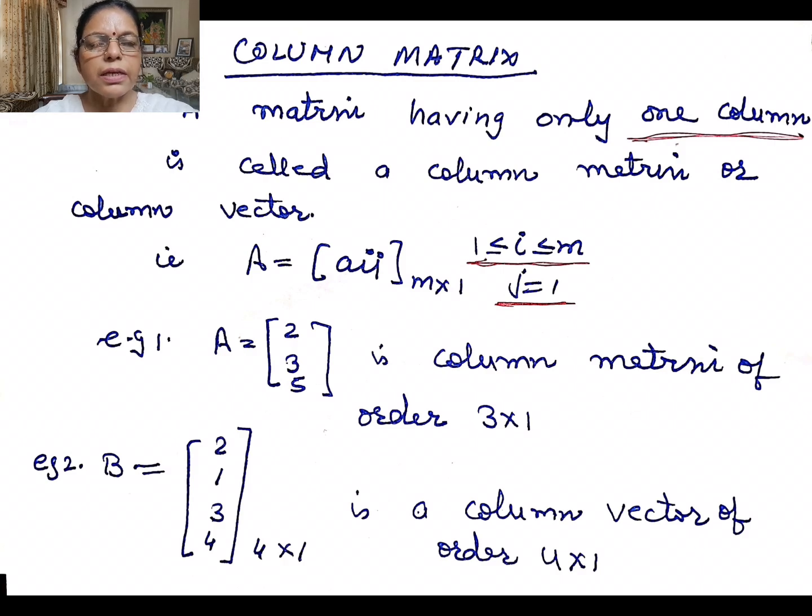In other words, we can say that there is only one vertical line. And B is equal to [2, 1, 3, 4]. That is a column matrix of the order 4 by 1.